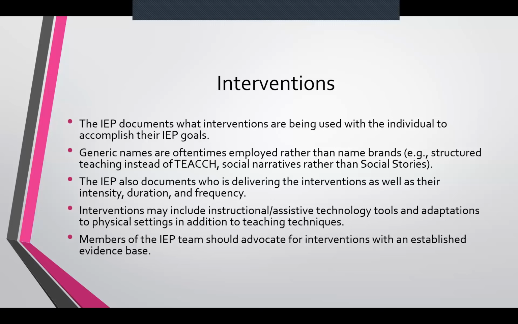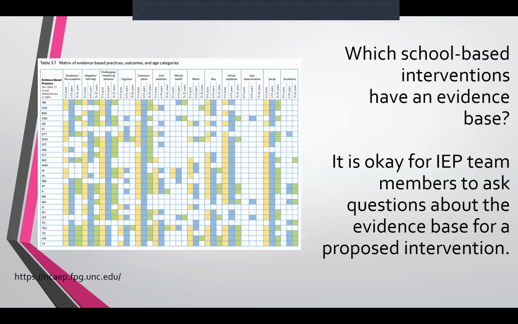And members of the IEP team should advocate for interventions with an established evidence base. Probably not surprising to hear me say that. And it is definitely okay for members of the IEP team, including parents, to be asking questions about the evidence base for any proposed intervention. It may require, right, a little bit of research.